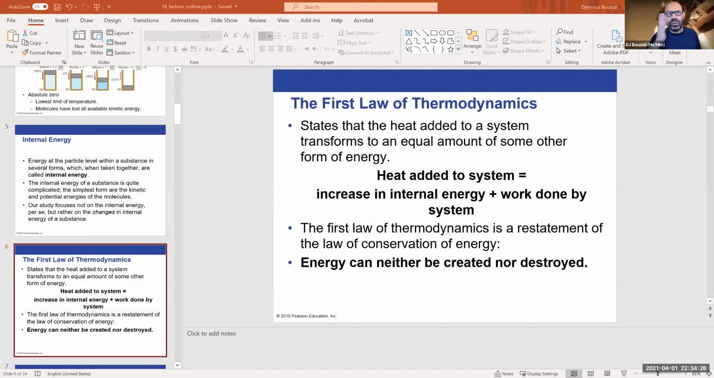So let me share back again the screen. So that's the first law of thermodynamics at its full glory at work in here. Okay?